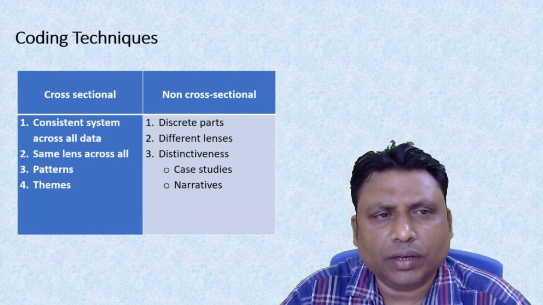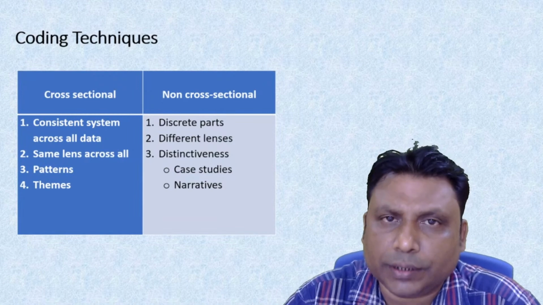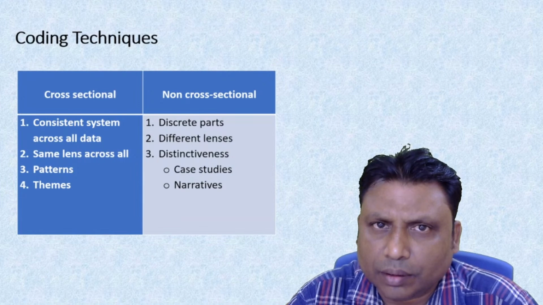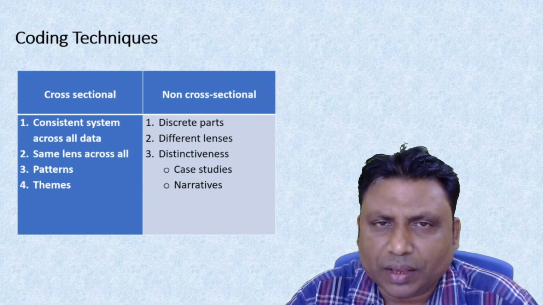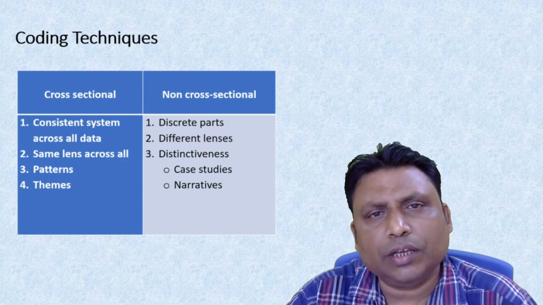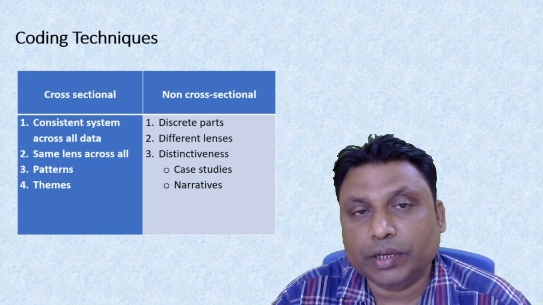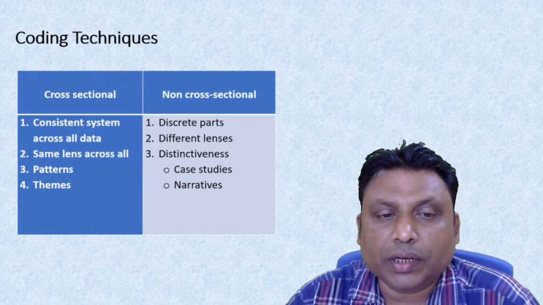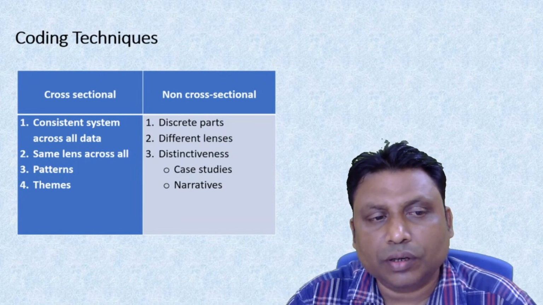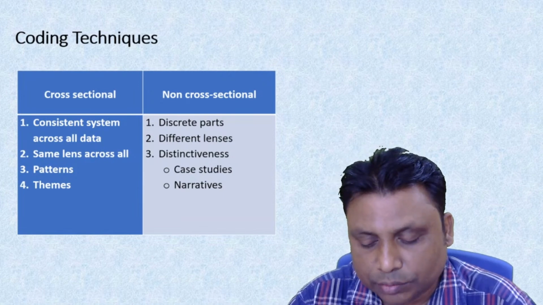When you are using coding techniques, you must decide what exactly you want to do. These are the options given in the statistical techniques of the software. Accordingly, you can use a cross-sectional technique or a non-cross-sectional technique, whether for your case study analysis, for different lenses, for your patterns, or for consistent themes across all the data. So accordingly, you choose the coding technique.